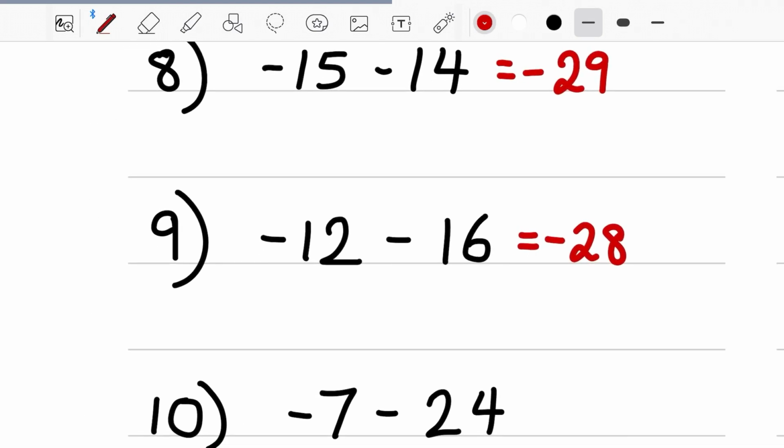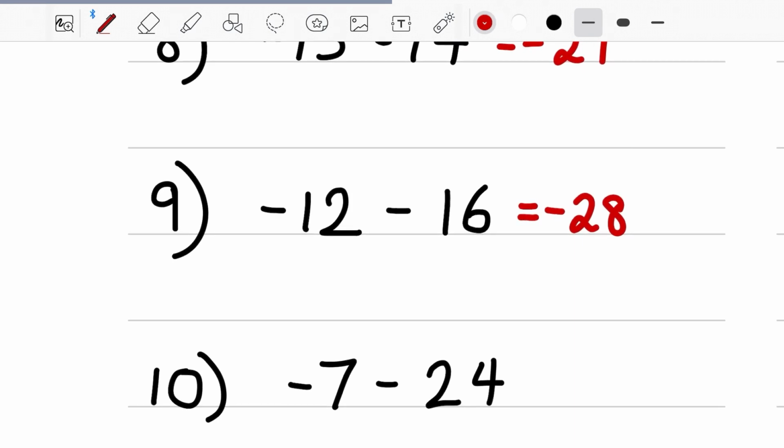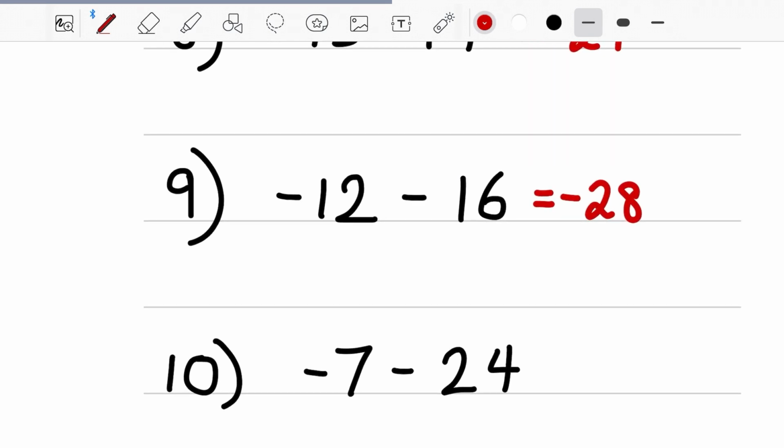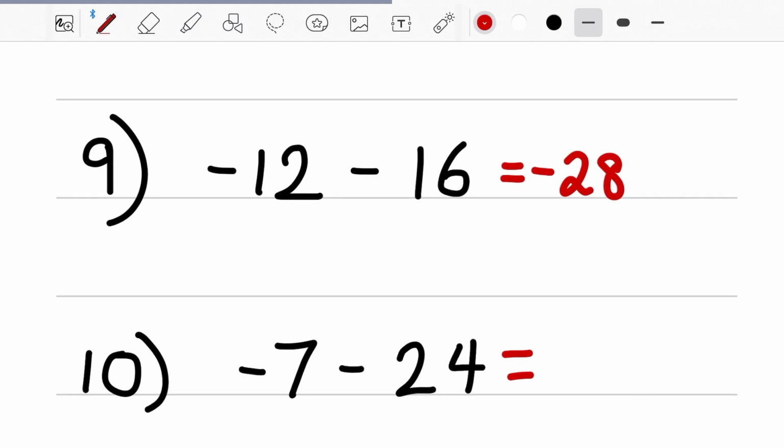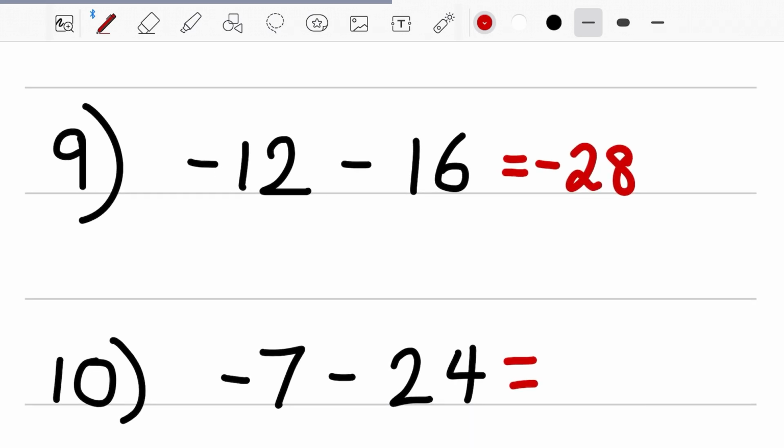And finally, for question 10, we have minus 7 minus 24. The signs are the same since they're both negative, so we add 7 and 24, and we get 31. And since these signs are both negative, your answer is also negative. So minus 7 minus 24 is equal to minus 31.